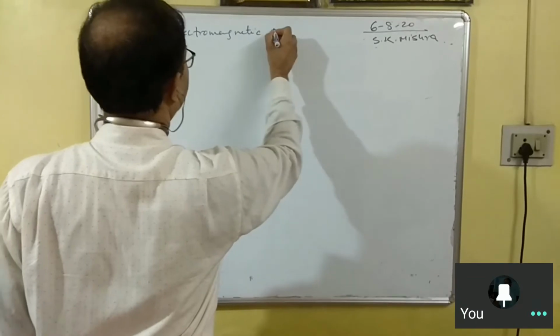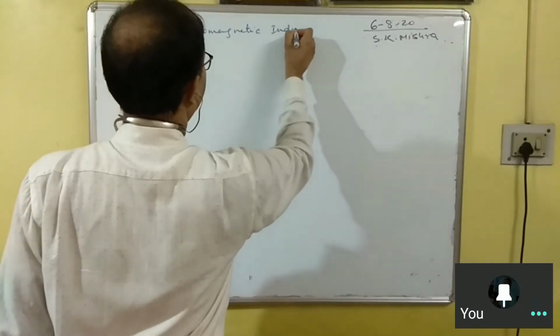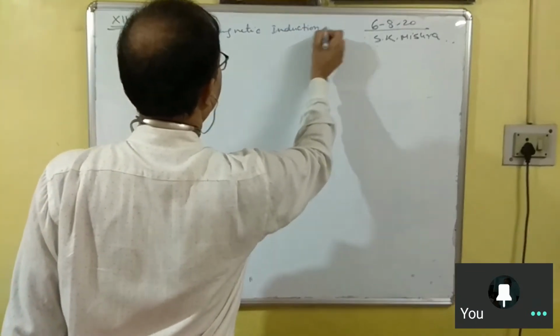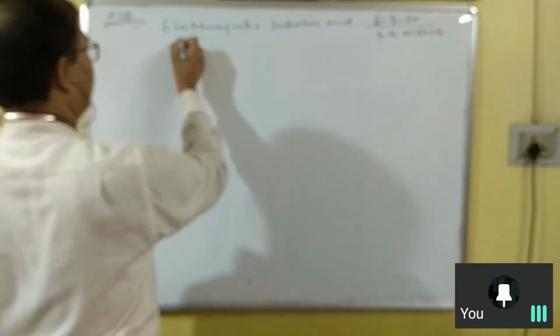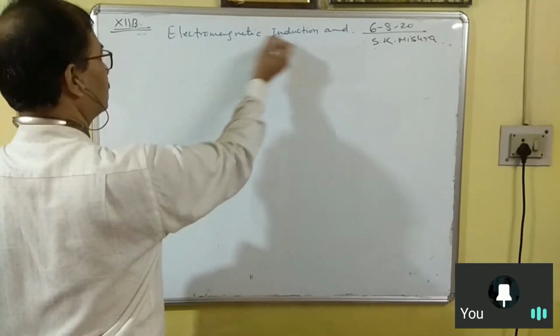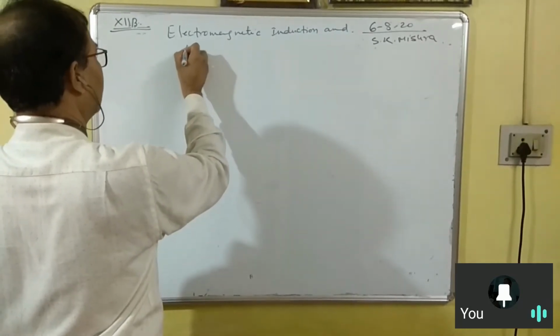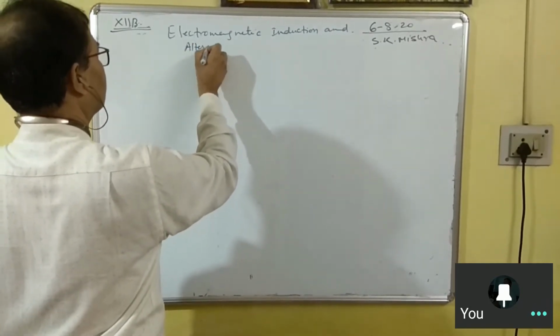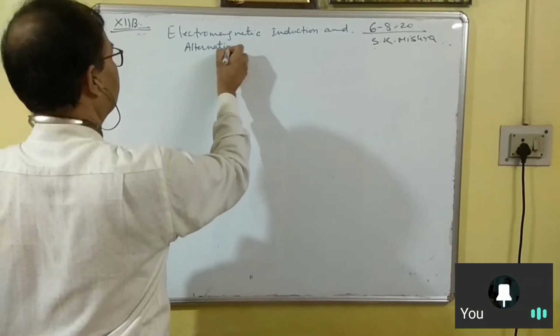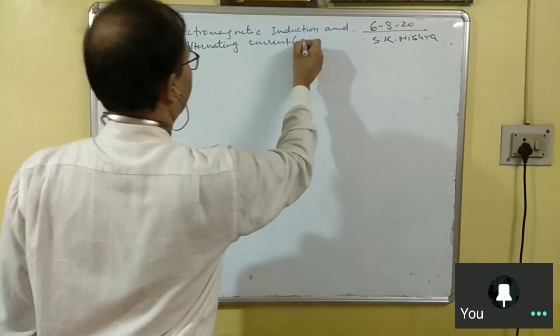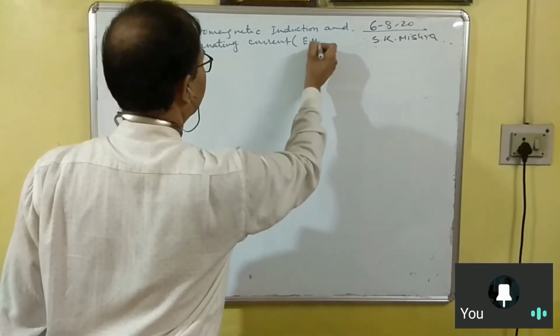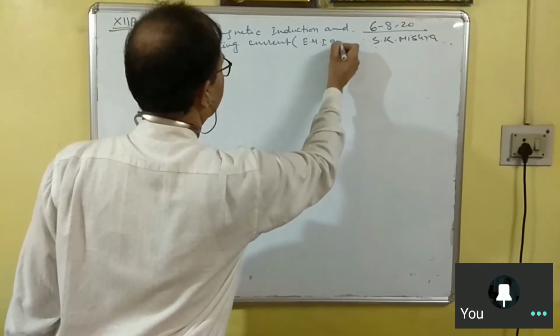Magnetic induction and EMI, short for electromagnetic induction, and then AC, alternating current, popularly known as EMI and AC.